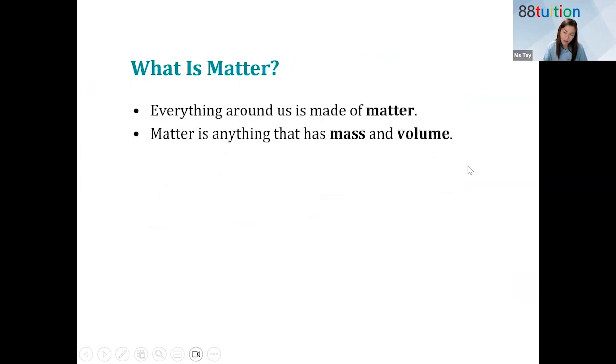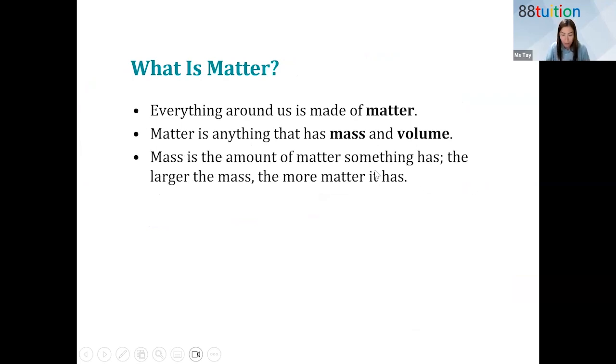Okay, so what is matter? Quickly run through these. You should recall everything around us is made of matter. You have to understand anything that has mass and volume, we will call that matter. Then what is mass? Mass is the amount of matter something has. The larger the mass, the more matter there is.